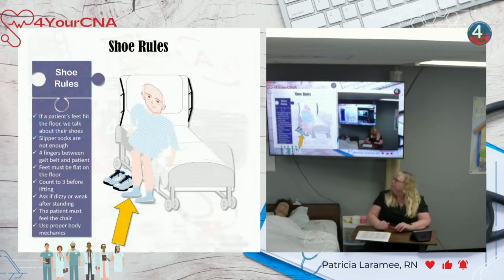All right. So let's remember shoe rules. Remember when your patient's feet hit the floor, we have to talk about their shoes. Well, in this case, your patient is laying in bed. They're not going to have shoes on. So we're going to have them sitting on the edge of the bed, and then we have to stop and put shoes on. For the test, they are going to match you up with somebody your body size or smaller, whenever possible. And they're going to look for somebody that has slip-on shoes to make it quicker.